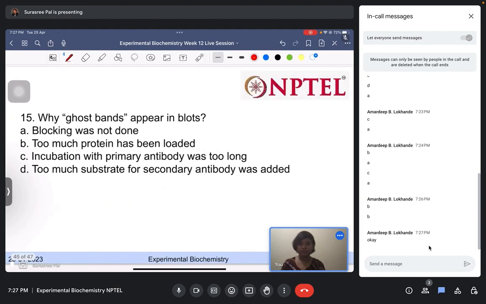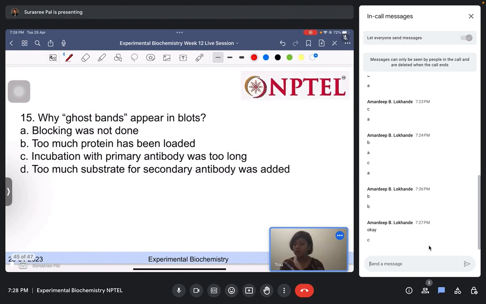And the last question. Yes, C is correct, but B is also correct, because if there has been too much protein, then these ghost bands might also arise. So both B and C are the correct options.